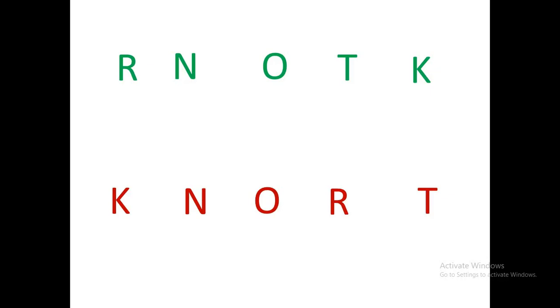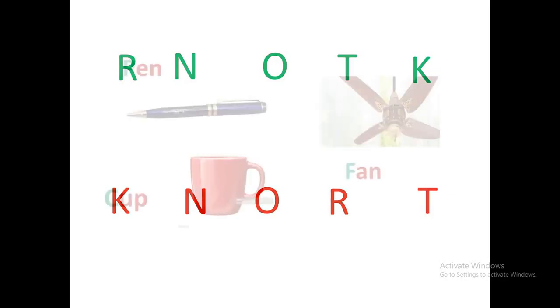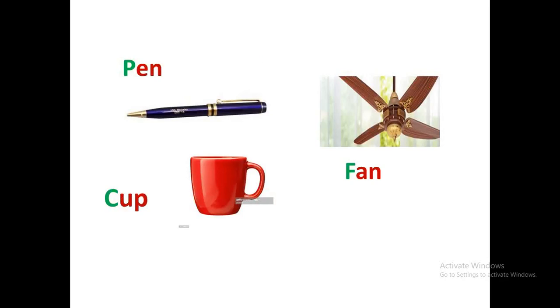Well done children. Pat your backs. You have arranged the given letters in correct order. Now let us arrange words in alphabetical order. Look at the picture. All we have to do is see the first letter of each word. For pen, it is P. For cup, it is C. For fan, it is F.